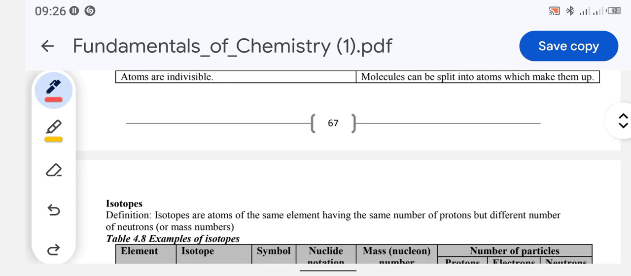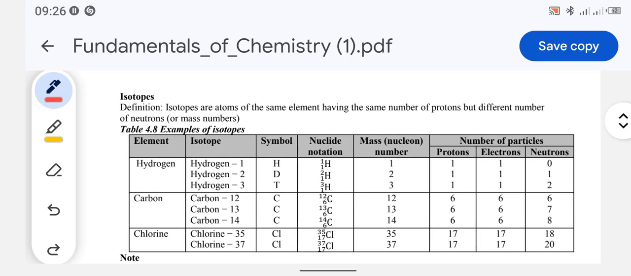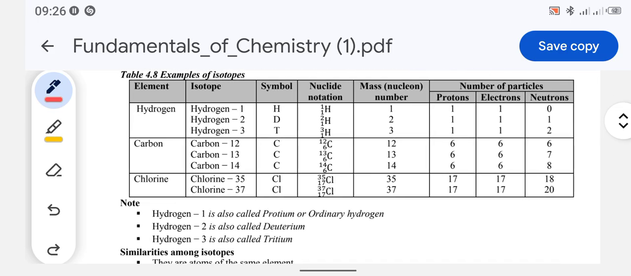Then the other concept we need to look at under this topic is what we call isotopes. So what are isotopes? Isotopes are atoms of the same element having the same number of protons but a different number of what? Neutrons. Isotopes are atoms of the same element that have the same proton number but different neutron number or mass number.